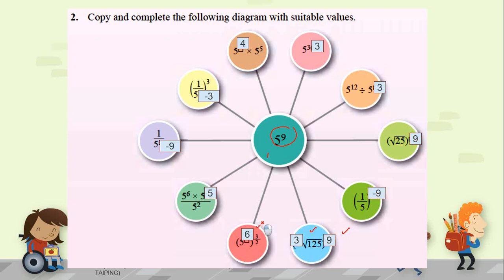This one is 6. 6 times 3 over 2 you'll get 9. 6 plus 5 minus 2 you get 9. Here also negative 9. Here is 5 to the power of negative 3. So here 4 plus 5 is equal to 9.